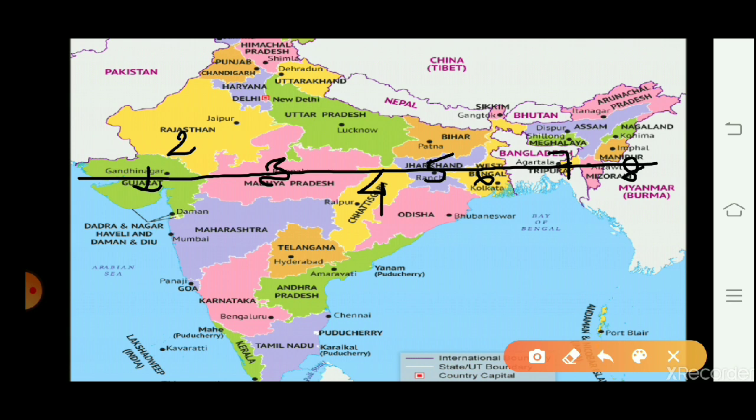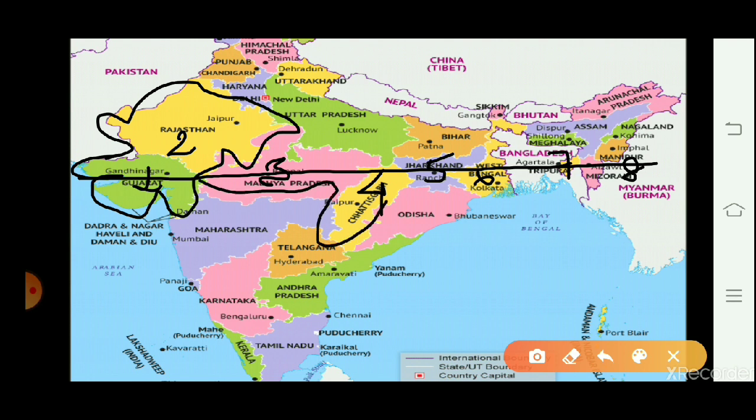Now here is a trick to remember these 8 states. We have to remember these states in pairs. In the first pair we have to remember these two states, Gujarat and Rajasthan. In the second pair we have to memorize Madhya Pradesh and Chhattisgarh. In the third pair we have to remember Jharkhand and West Bengal. In the fourth pair we have to remember these two northeastern states, Tripura and Mizoram.